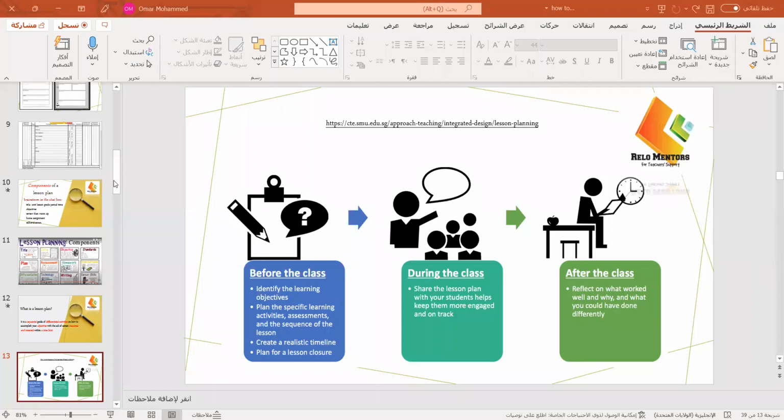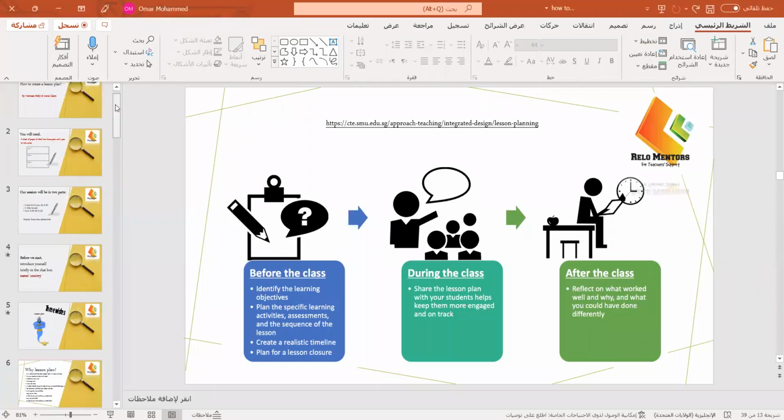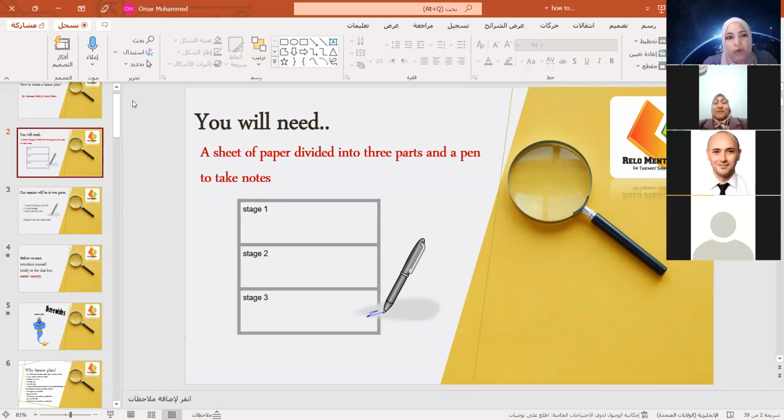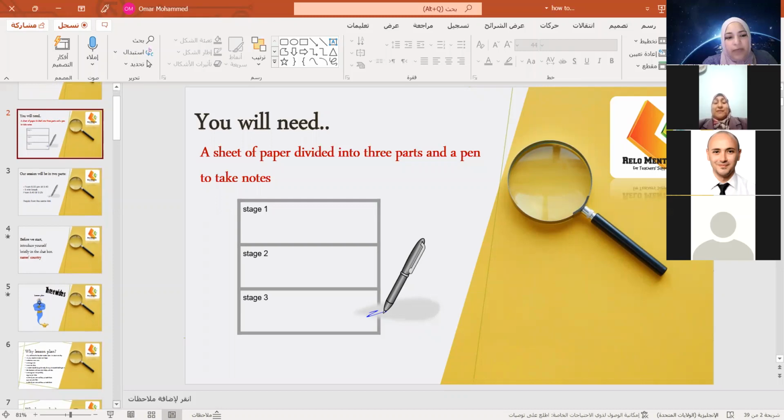Thank you. So at the beginning of our session, I asked you to prepare a paper like this and divide it into 3 stages. This is going to be your work during the whole session. So you should have a paper divided like this into 3 parts: stage 1, stage 2, and stage 3. What we are going to do now, we are going to look through the stages of the lesson plan.